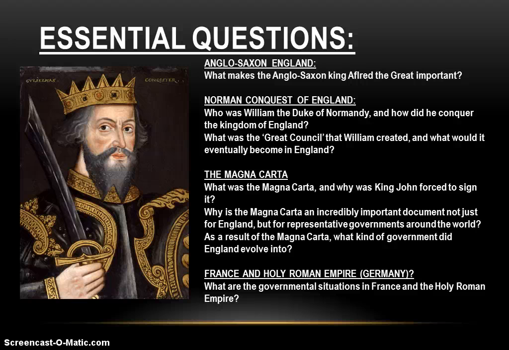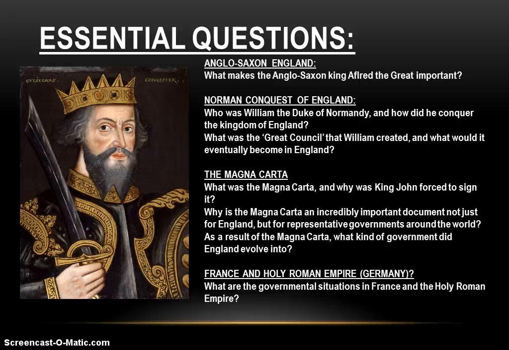Then we'll move on to the Norman conquest of England, and we will see how people from the area of France called Normandy, led by their great conqueror William, the Duke of Normandy, end up invading and taking over England. And William, as king, creates this thing called the Great Council. We'll figure out what it is, what it's for, and what it eventually becomes in England. It'll become something very important, a very important political institution in England. We'll see what that is.